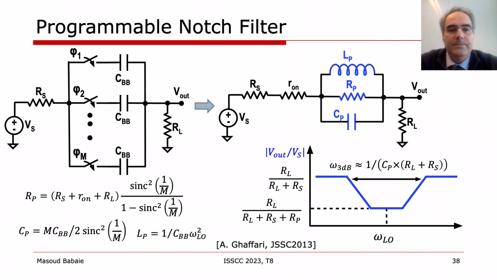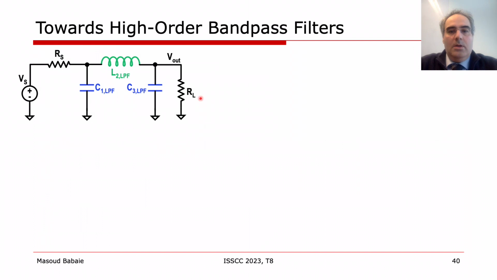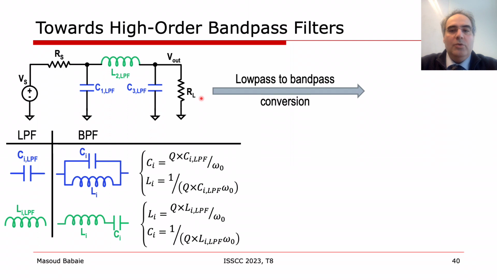In the next step, we employ the M-pass filter as a building block to synthesize a programmable high-order bandpass filter and to realize a magnetic-free circulator. To synthesize a bandpass filter, we always start with a low-pass filter and calculate its component values using a filter handbook. To convert the low-pass filter to the bandpass filter, we need to replace the capacitors with parallel LC tanks and inductors with series LC tanks.